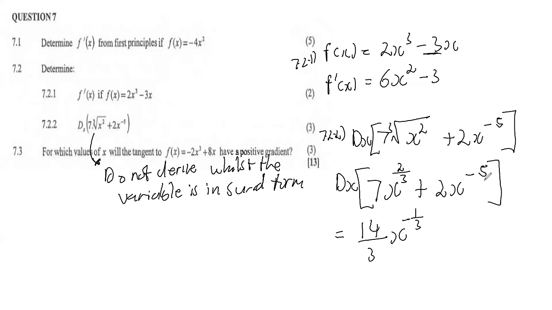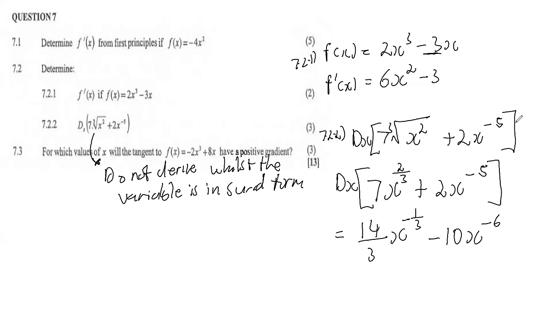Then at this point, we take the negative 5 here, multiply by the coefficient again, so that's negative 10. And then if we subtract 1 from the exponent, that's negative 6. Now at this point, it is done. So do not write any dy/dx or f'(x) there. You just simply leave it like that.